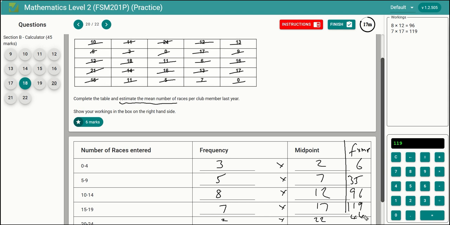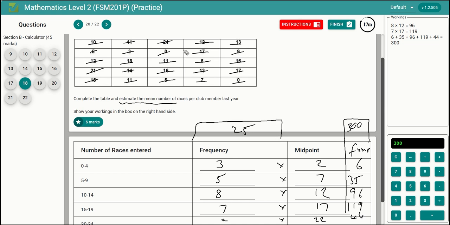So I'm going to add these up here, and normally I put a box at the bottom, but I'm going to have to put it at the top here. So 6 plus 35 plus 96 plus 119 plus 44, that comes to a total of 300, and the frequency adds up to 25.